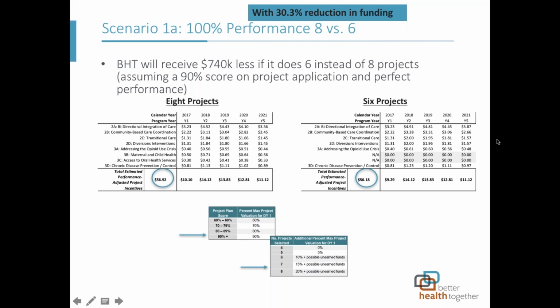All right, so on the left side, we've got 8 projects at 100% funded. Our maximum earning potential is 56.92 million, so we're going to estimate that at about $57 million. Now, if we only selected 6 projects, the difference isn't actually that huge. So in this case, we looked at taking out maternal and child health and oral health.